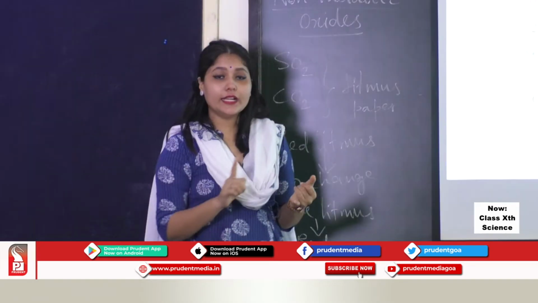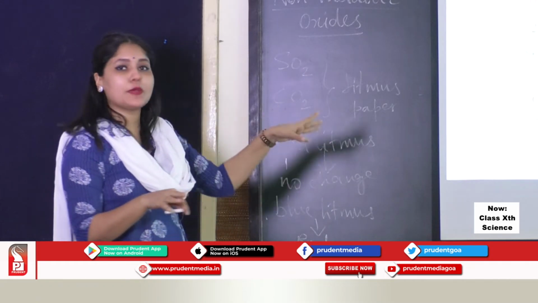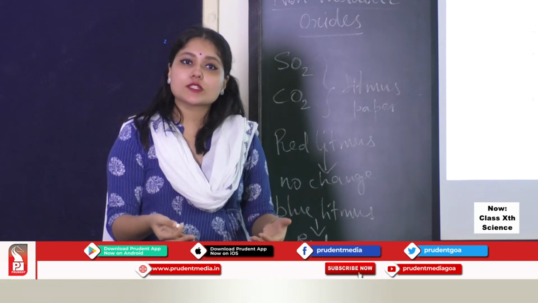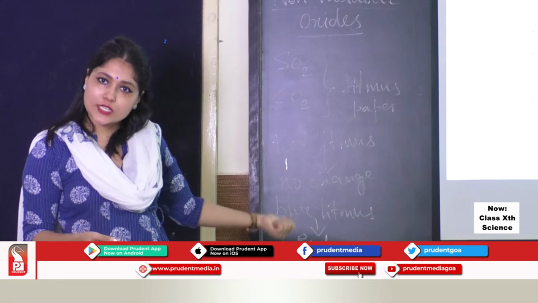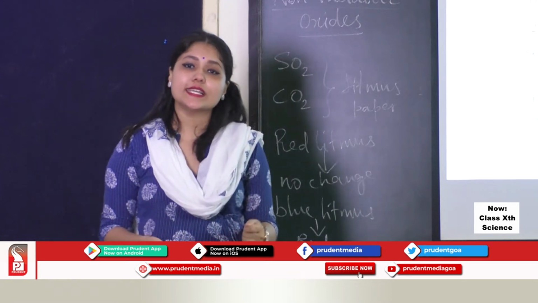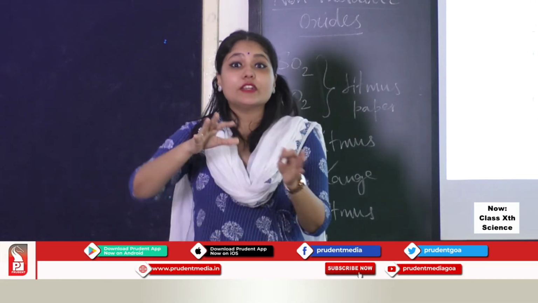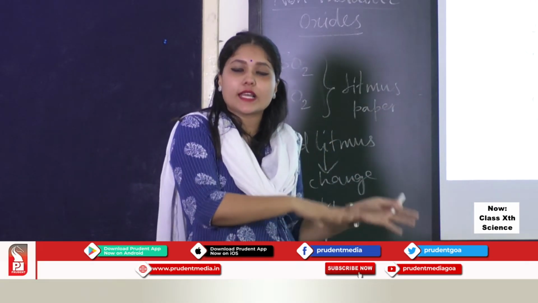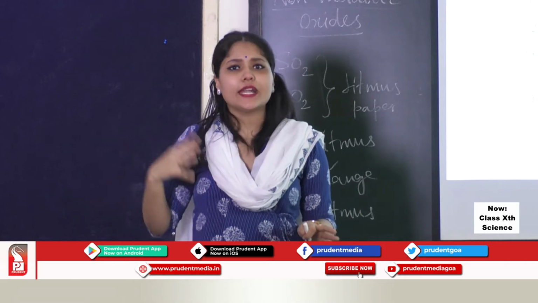So red litmus paper remains unchanged, and blue litmus paper changes into red color, indicating that non-metallic oxides are acidic in nature. So remember this point also, which results in the formation of acid rain. These non-metallic oxides are present in the air, and when they mix with rainwater, it changes the pH of rainwater.